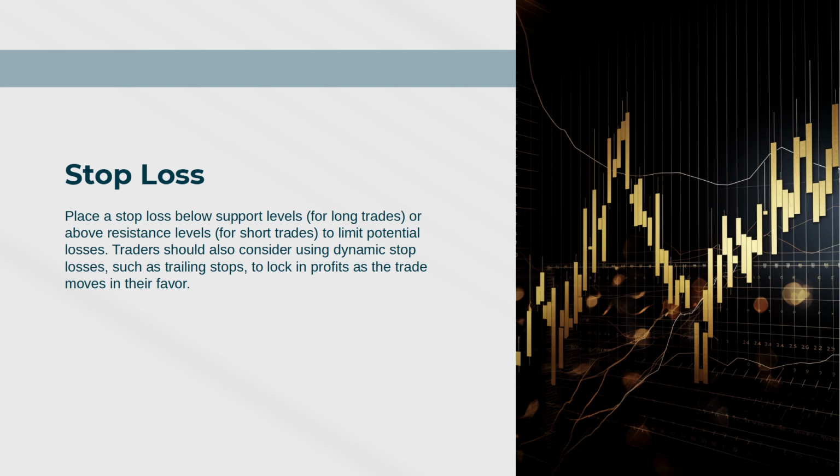Setting stop loss and take profit levels. Stop loss. Place a stop loss below support levels for long trades or above resistance levels for short trades to limit potential losses. Traders should also consider using dynamic stop losses, such as trailing stops, to lock in profits as the trade moves in their favor.